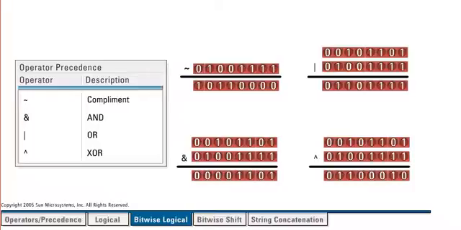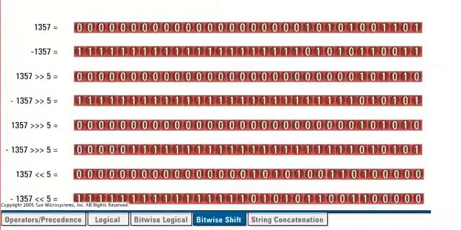Let's click the bitwise shift tab. Now, bitwise shifting is an advanced topic, so we're not going to say much about it. What it allows you to do is shift bits in a number to the right or to the left. Now click the string concatenation tab.